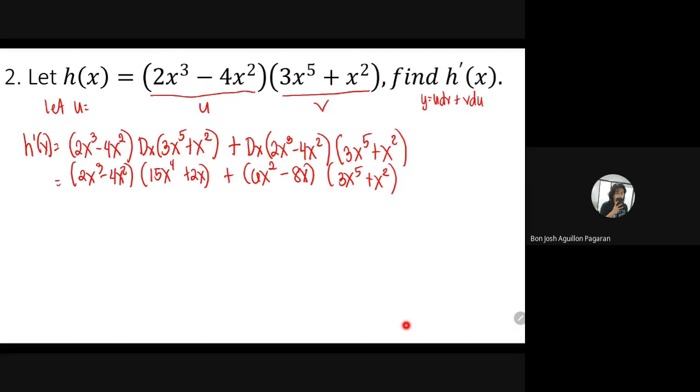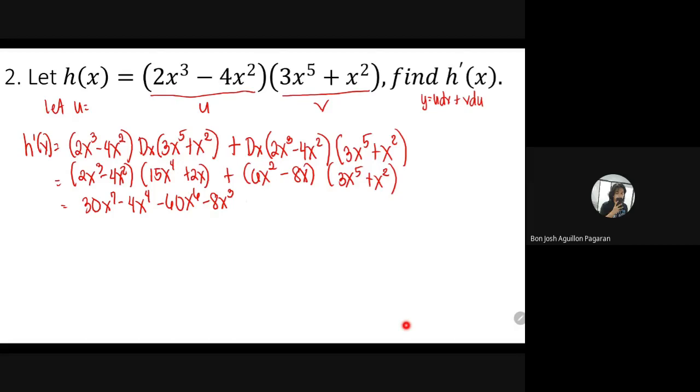Okay, ngayon, gagamitan mo siya ng FOIL method. So this will be 30x to the 7th power minus 4x to the 4th power. Hindi ko malalagyan ng arrow ha kasi gugulo yung solution. Minus, sundan nyo lang, 60x to the 6 minus 8x cubed.